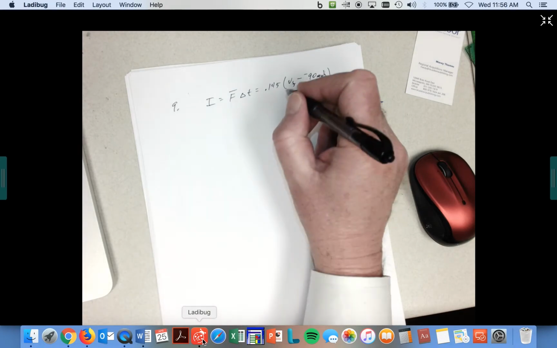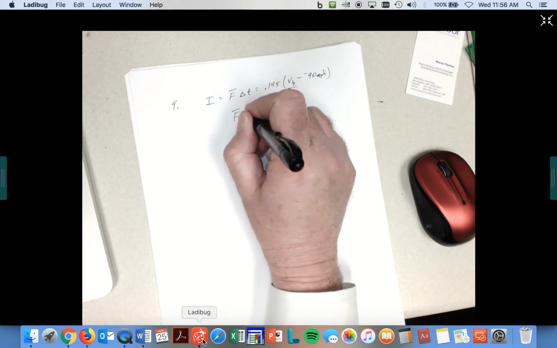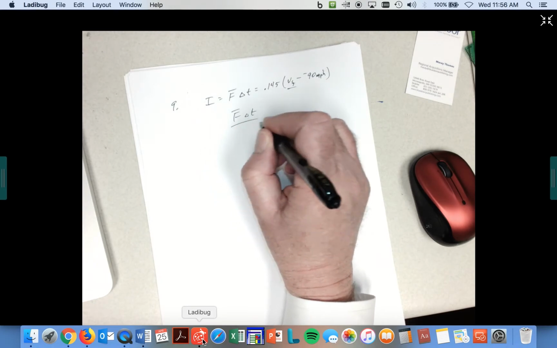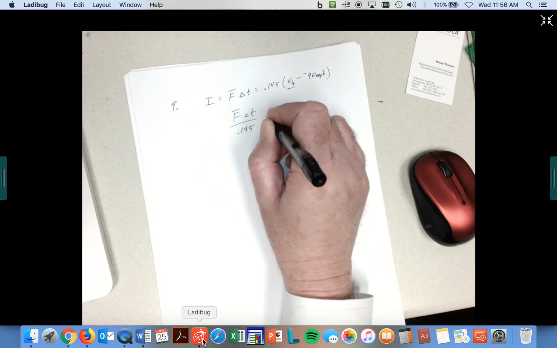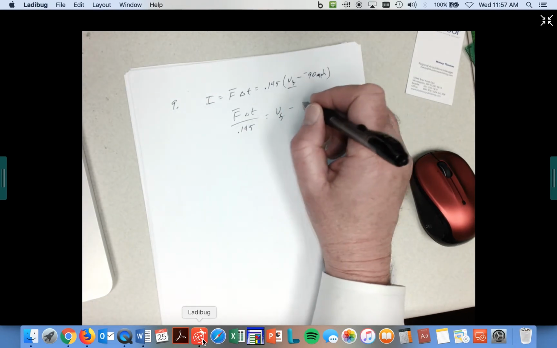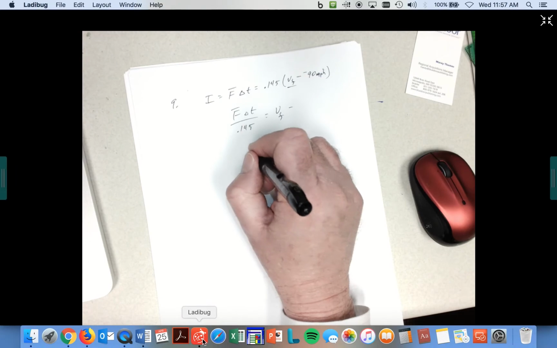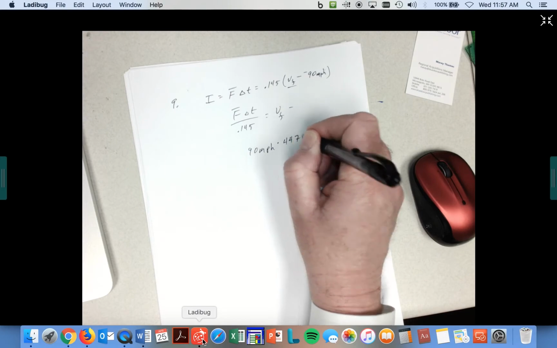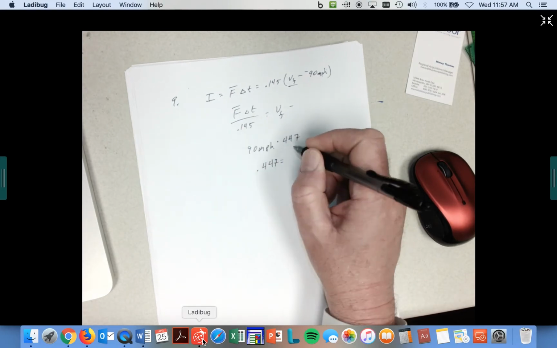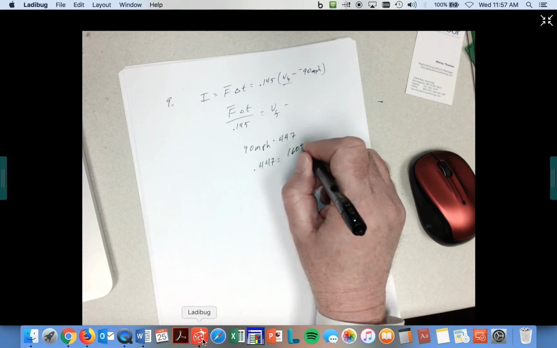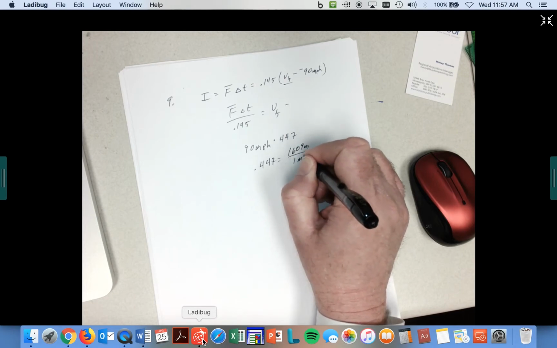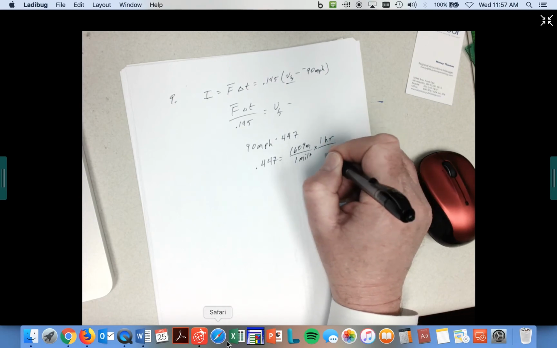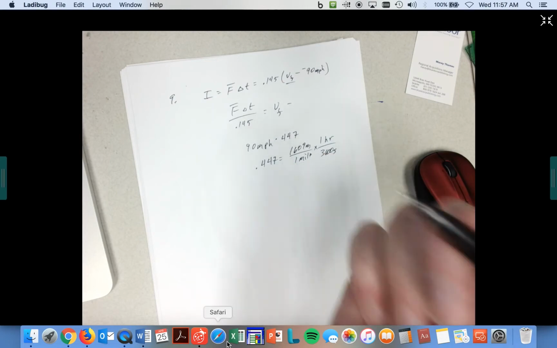So you've got everything you need except for this. You can take the average force times delta t divided by 0.145, and that'll equal V final minus, well, we've got to take 90 miles per hour and multiply it by 0.447, which is equal to 1,609 meters in 1 mile times 1 hour divided by 3,600 seconds. And that's where you get the 0.447.